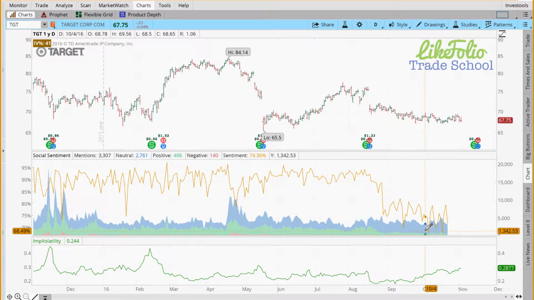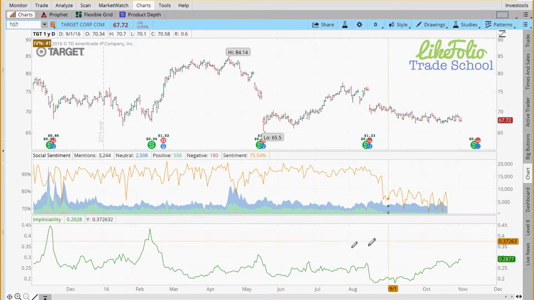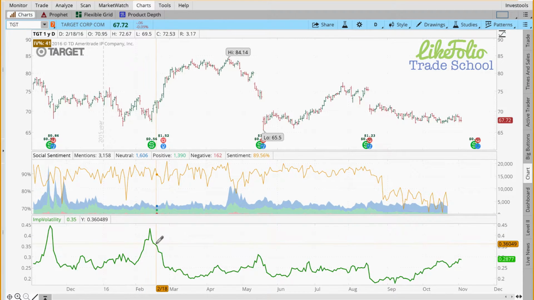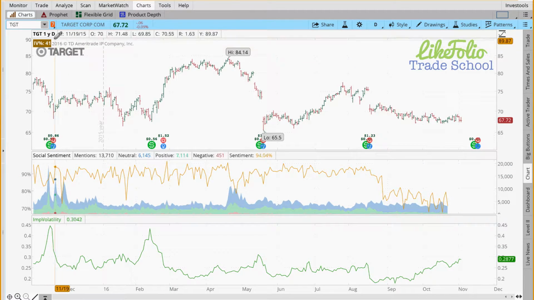So this is just going to give us this lower chart that is going to basically chart the volatility movement throughout the past 52 weeks or whatever chart period you're looking at. In this case, we're looking at a 1-year daily chart of Target. So it's going to show us the 52-week movements of implied volatility in Target.